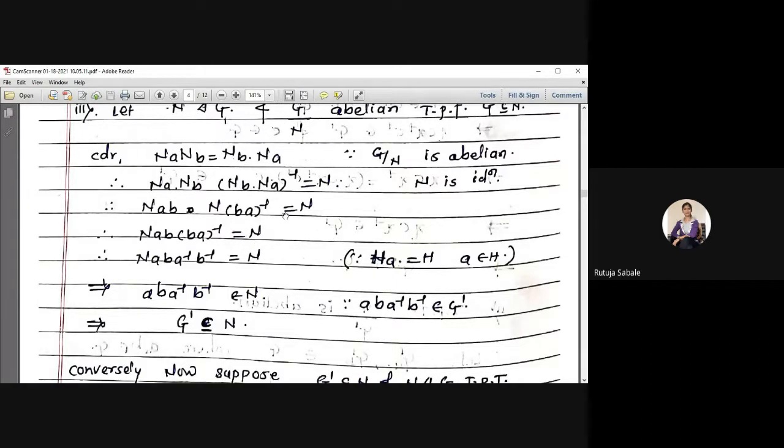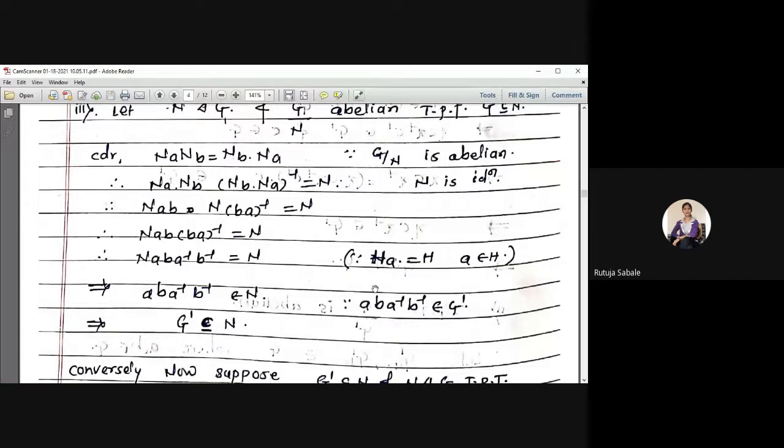because Ha into Hb is equal to Hab. Okay, implies that ab a inverse b inverse belongs to N. Implies that ab a inverse b inverse. How? HA is equal to H, then A belongs to H. Okay. ABA inverse B inverse belongs to N, means ABA inverse B inverse.